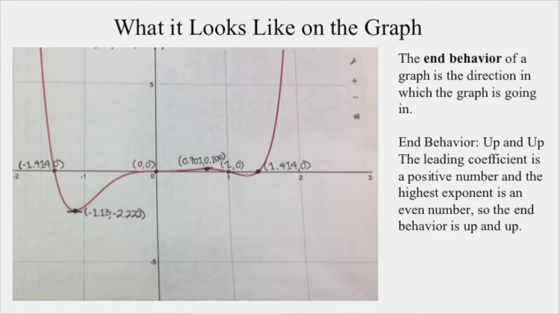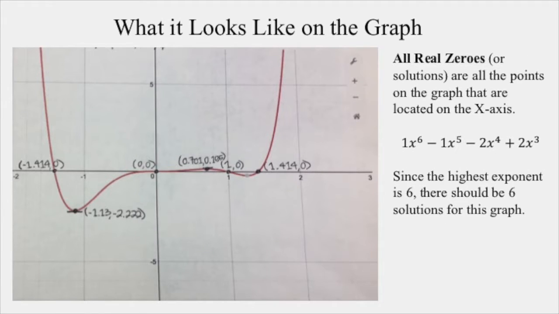The end behavior of a graph is the direction in which the graph is going in. The end behavior of this graph is up and up. The leading coefficient is a positive number, and the highest exponent is an even number. So the end behavior should be up and up.